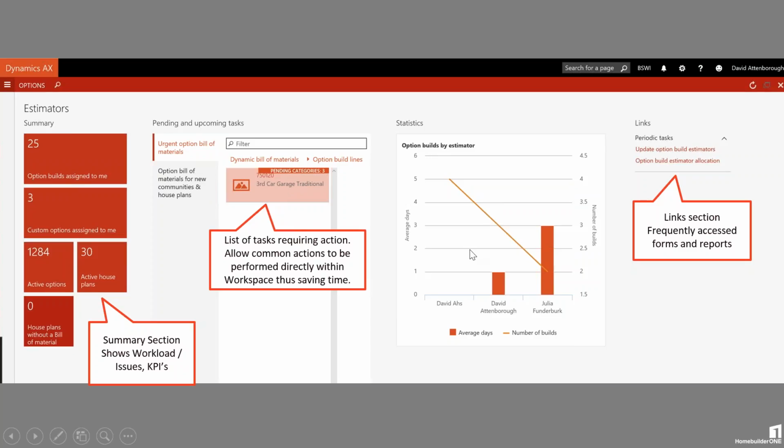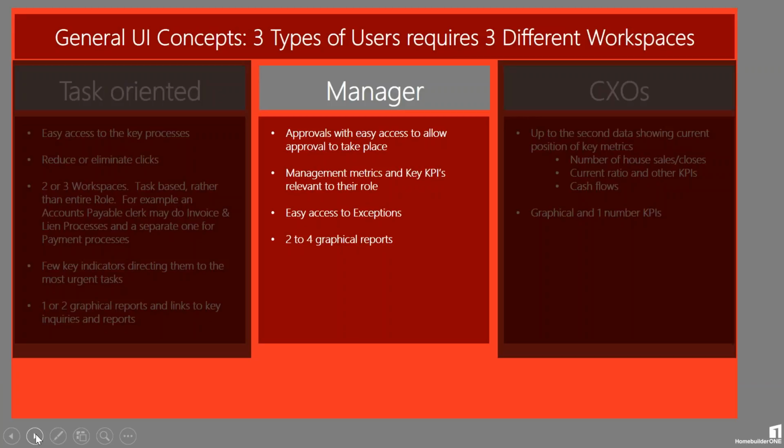In the middle we have just a little statistics area. Maybe they can compare how long it takes them to do a build versus how long it takes their colleagues, and how many builds they're actually doing, maybe on a daily or a weekly basis. This really can be configured how the business would like to see it. And then on the far right hand side there's some links to the most common things that these users would need to see and do on a daily basis.